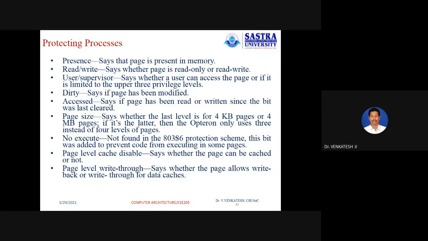And then we have something called page level cache disable, which says whether the page, that particular memory, can be cached or not. If it is 0, that particular page can be cached. If it is 1, that particular page cannot be cached. So all these are the steps to be followed in order to protect a particular memory. And then page level write through.